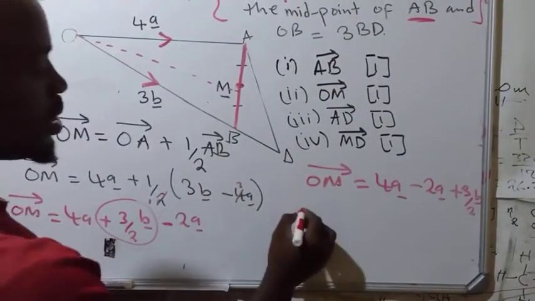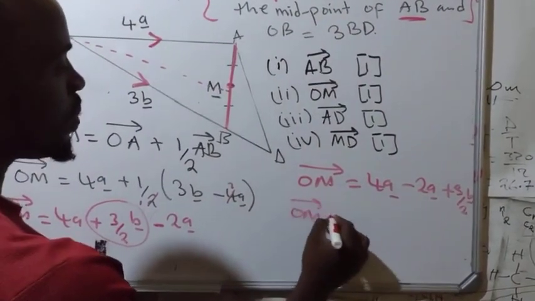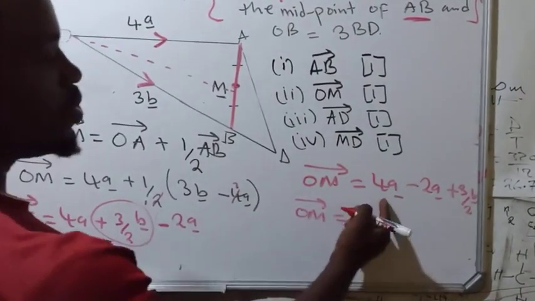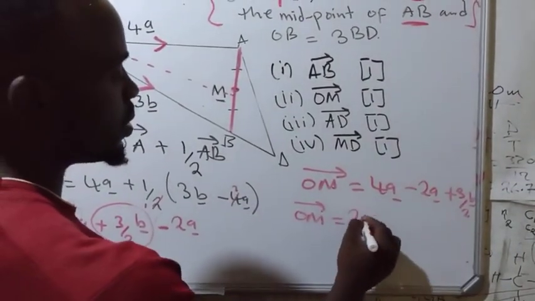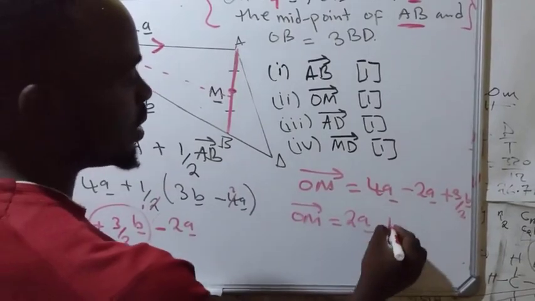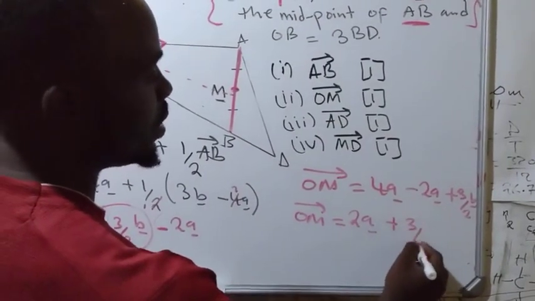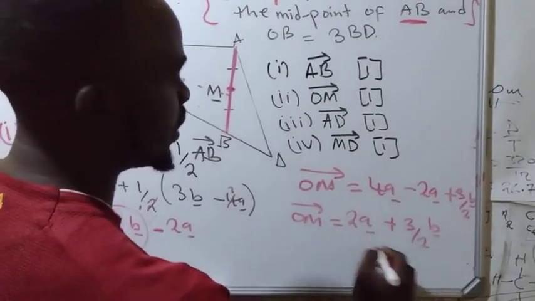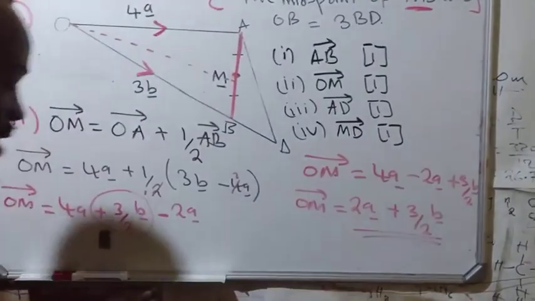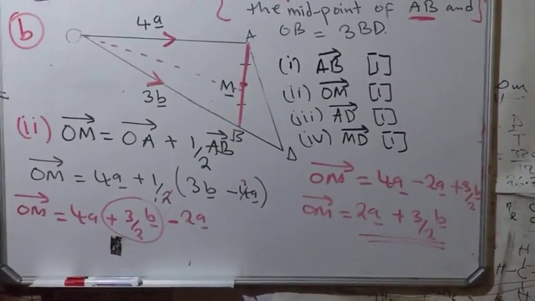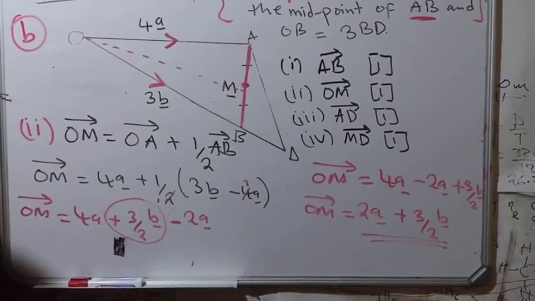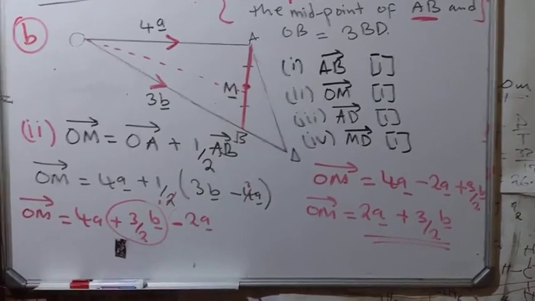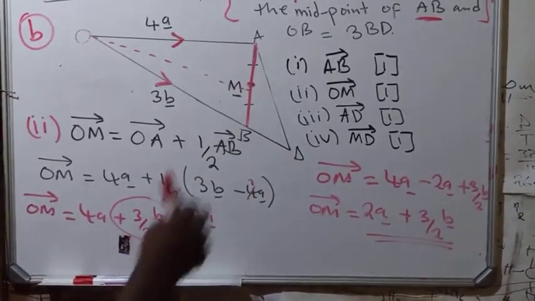So our final answer now: 4A minus 2A, you remain with 2A vector, and then plus 3 over 2B vector. This is your answer, or the other ways that you can write it. That is the final answer. Now we have answered Roman numeral 1 and 2.